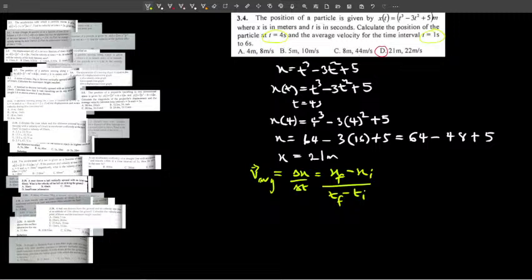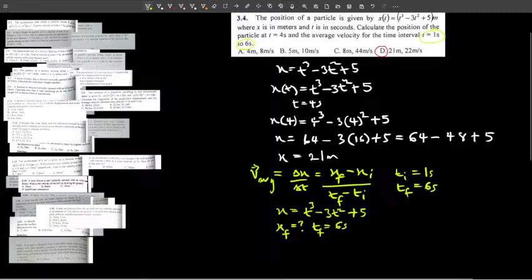So obviously my final time and initial time. We're given the interval from 1 second to 6 seconds. So 1 second is my initial time and 6 seconds is my final time. So we have to find xf and xi. We're given that x equals t raised power 3 minus 3t raised power 2 plus 5. So we can find xf and xi. xf is when t is equal to 6 seconds, that means xf is at the final time.